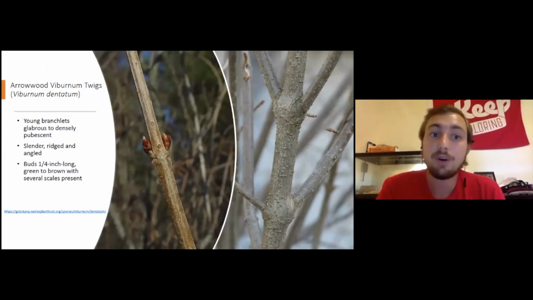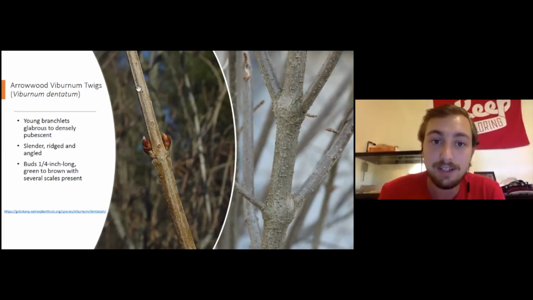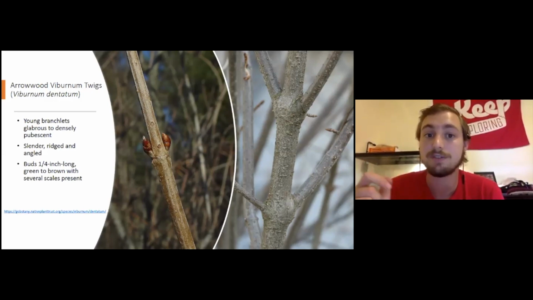For our arrowwood viburnum or Viburnum dentatum, we have some very smooth or hairy twigs, but the really big feature to look at here is how angled they are. You can kind of see it along the side here, how it creates a distinct angle along the stem, whereas usually stems are very distinctly circular or rounded. This one, if you were to roll the stem between your fingers, you would actually feel that angle, very common in viburnums.